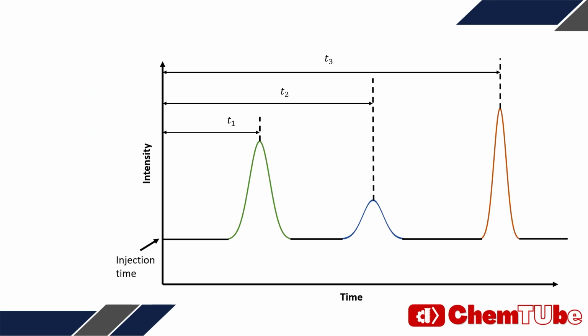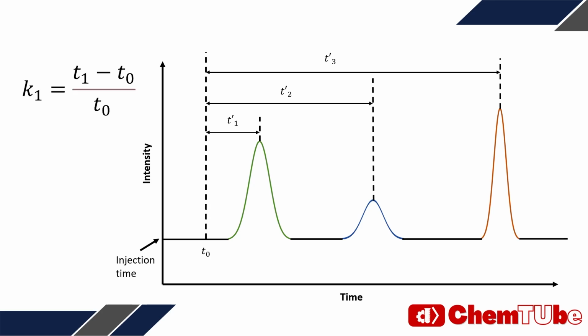The retention time is the time from sample injection to the peak maximum of a component. To account for system delays, an adjusted retention time is often used by subtracting T0, the time it takes for the mobile phase to pass through the column. This allows calculation of the retention factor, which describes how long a compound is retained relative to the mobile phase.